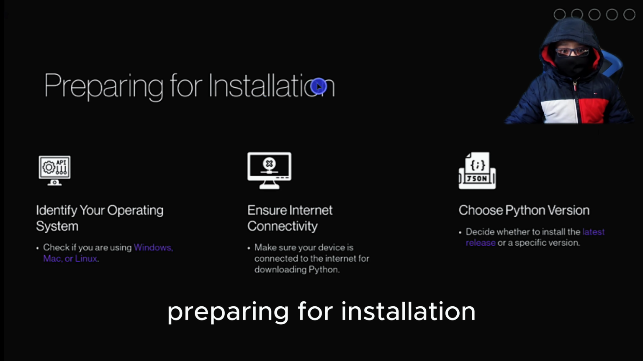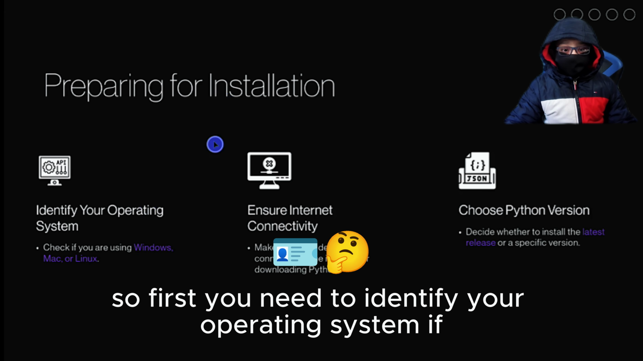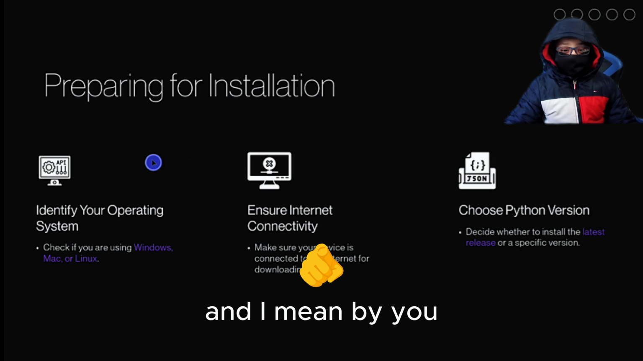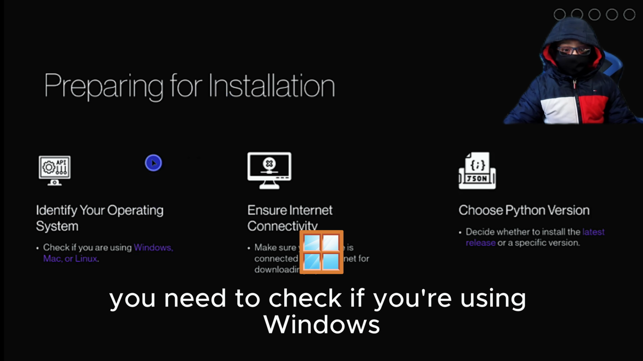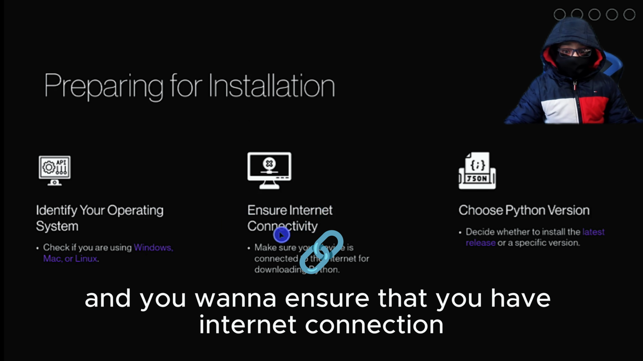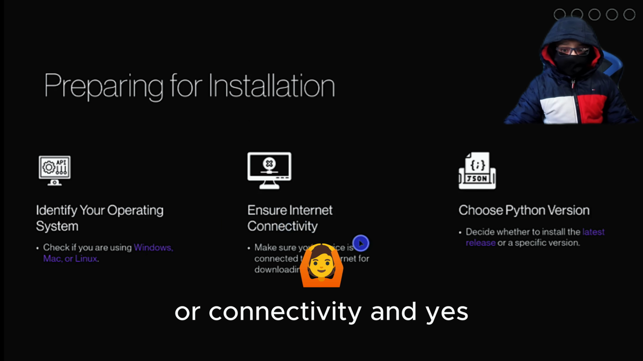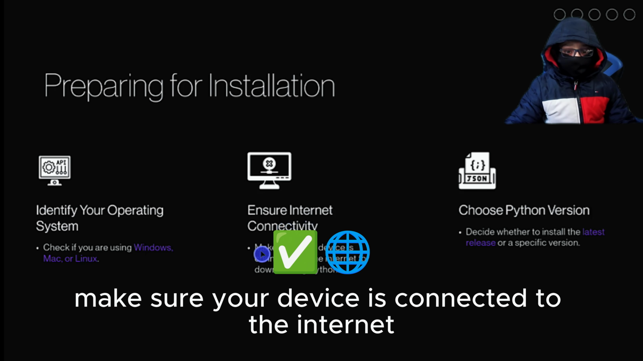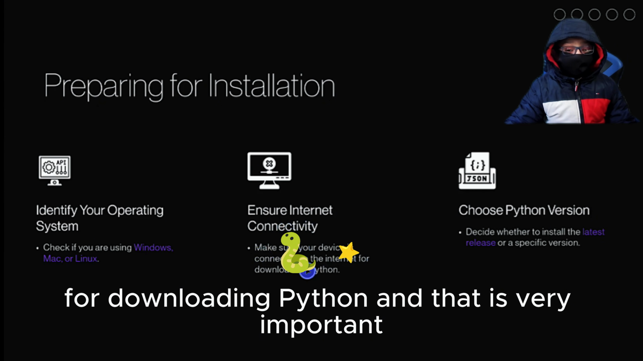Preparing for installation. First, you need to identify your operating system. You need to check if you're using Windows, Mac, or Linux. And you wanna ensure that you have internet connectivity. Make sure your device is connected to the internet for downloading Python, and that is very important.